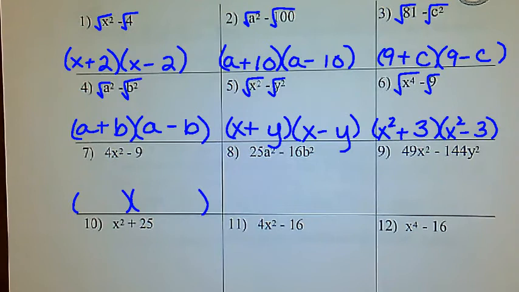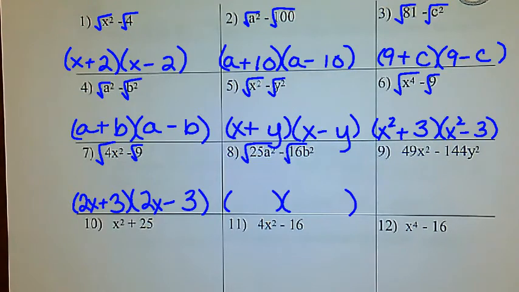Now we have multiple parts to this term. So take the square root of the coefficient, which is a 2, and then the square root of the variable, which is an x. So this is just 2x and 2x. And then I have a positive 3 and a minus 3. Same thing for these. So 25a squared would become a 5a and a 5a. And then plus 4b, minus 4b.